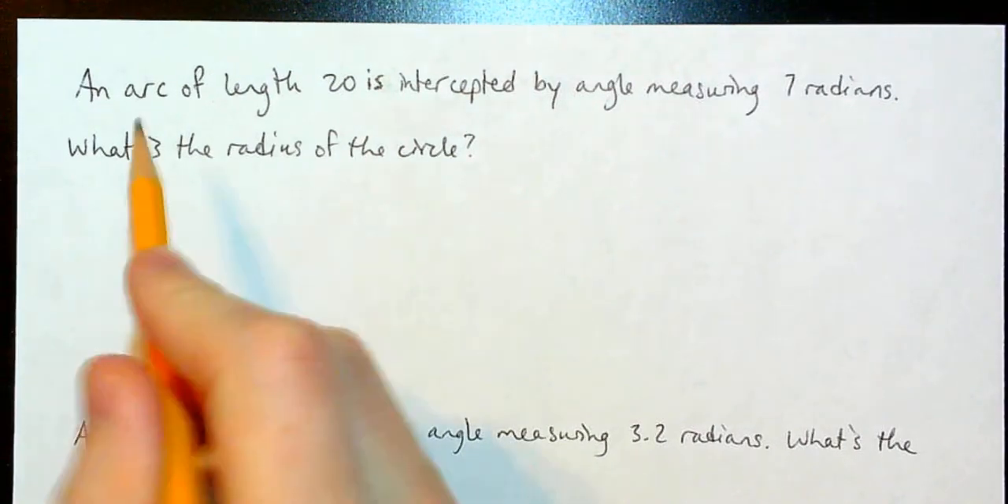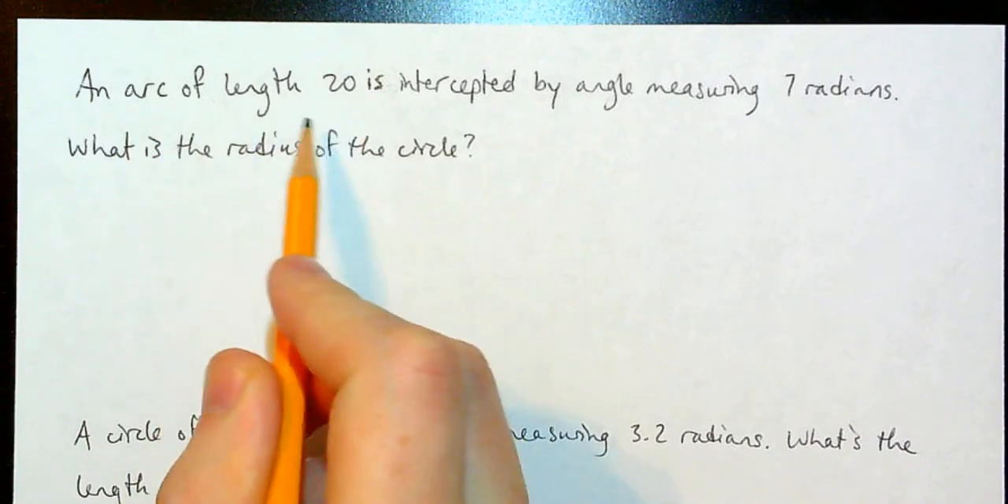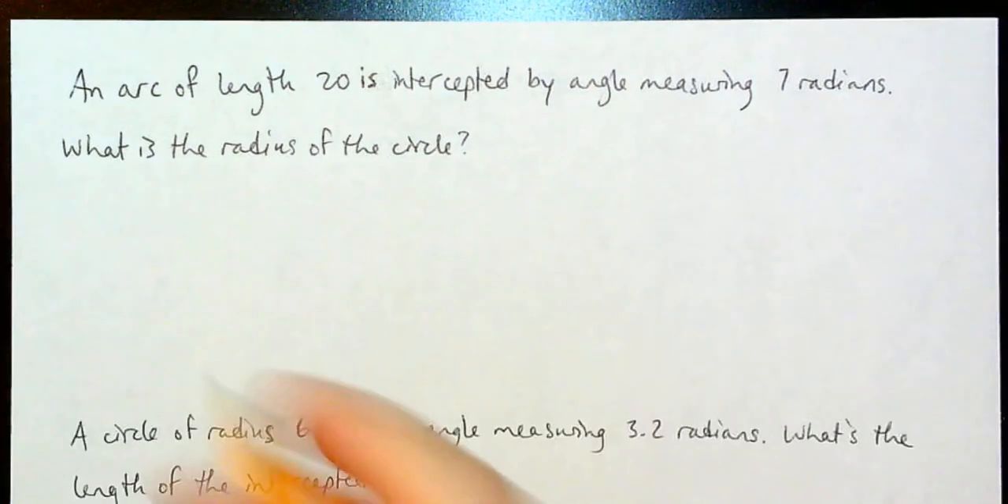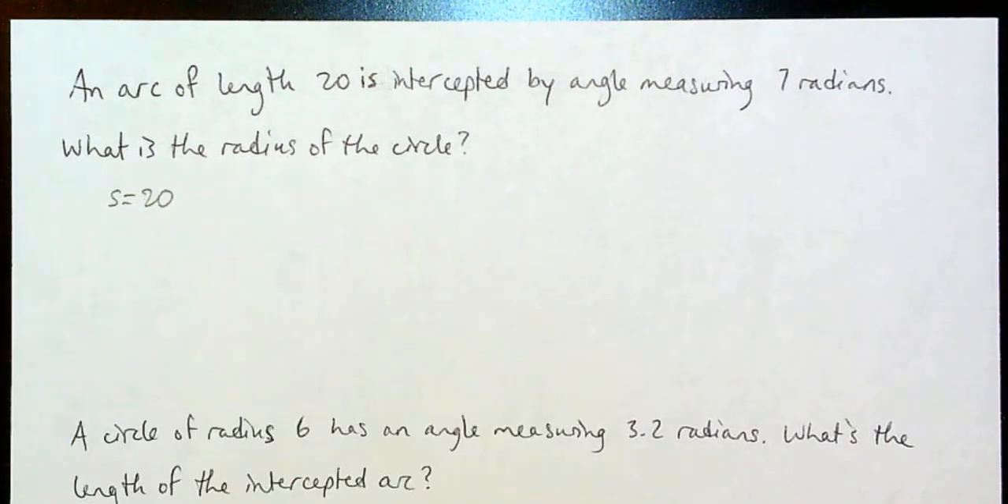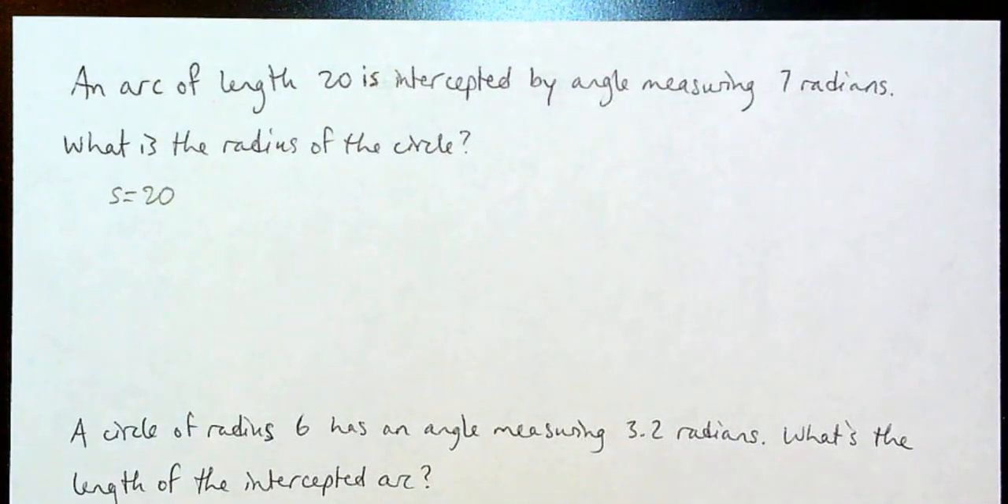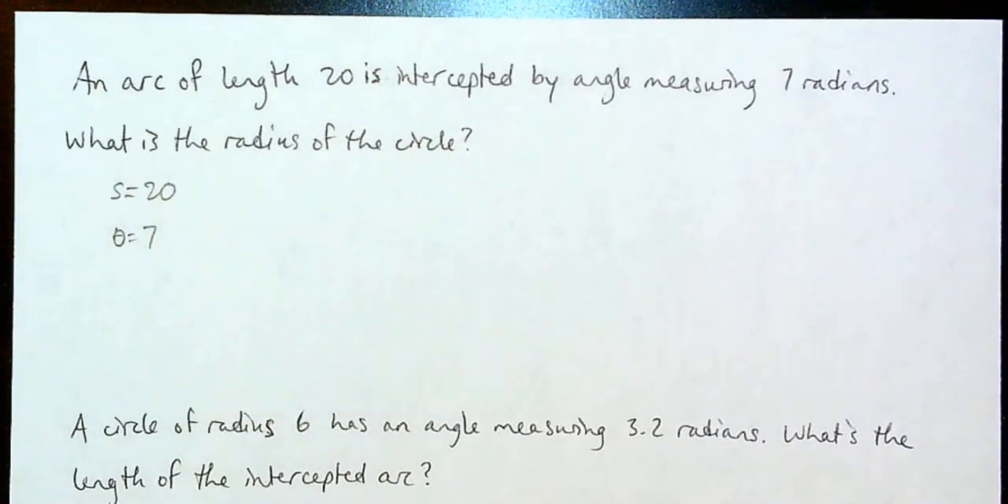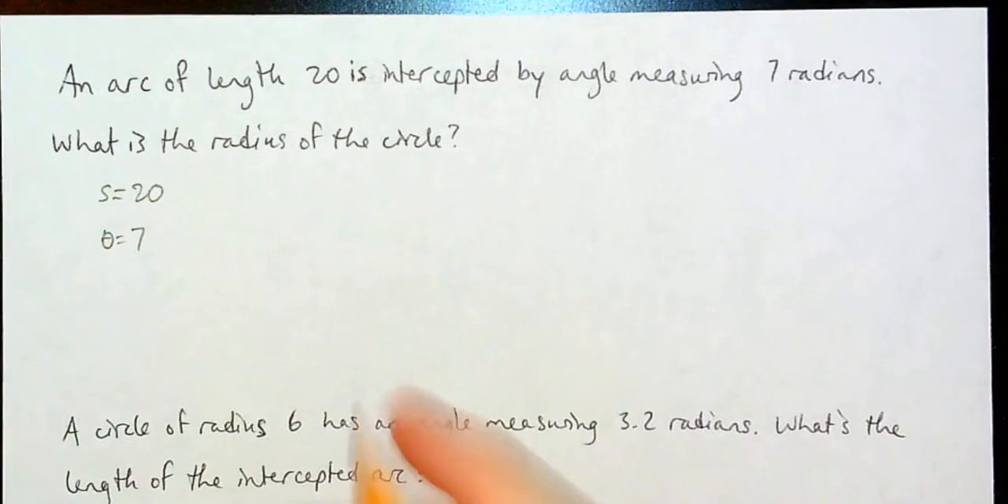So we are given the arc of length 20. That's the length of that arc that's intercepted by our angle. So S here is 20. It says it's intercepted by an angle measuring 7 radians. So in this case, we know theta. We know the angle measure of this thing. Theta here is equal to 7. So what is the radius of the circle? Well, we just use our basic formula, theta equals S over R, and we calculate what R is.